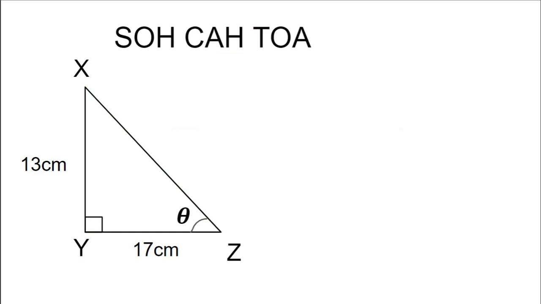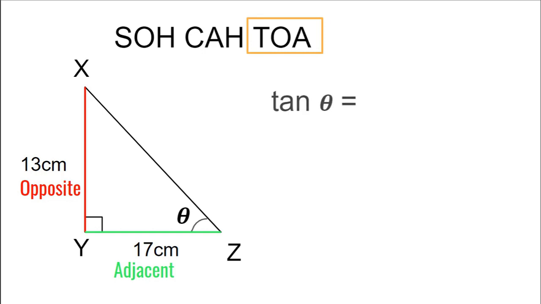So right here, we are trying to find theta, and we are given this side length right here, which is adjacent to theta, and this side length right here, XY, which is opposite to theta. Now we look at which has adjacent and opposite. Well, the answer is tan, TOA. Tan has opposite and adjacent. So like before, we do tan theta, which equals opposite, 13, over adjacent, 17.